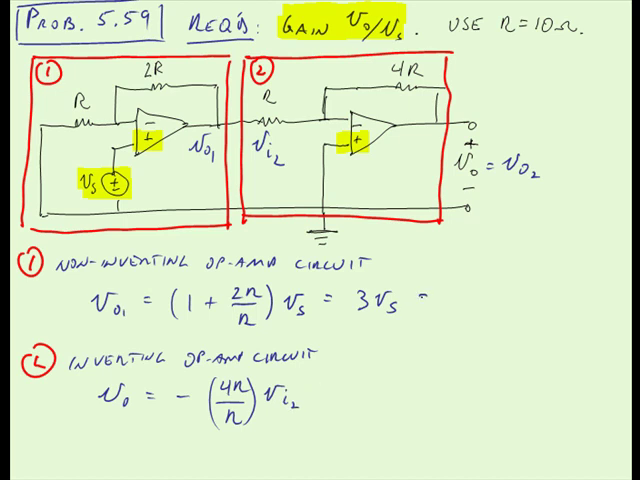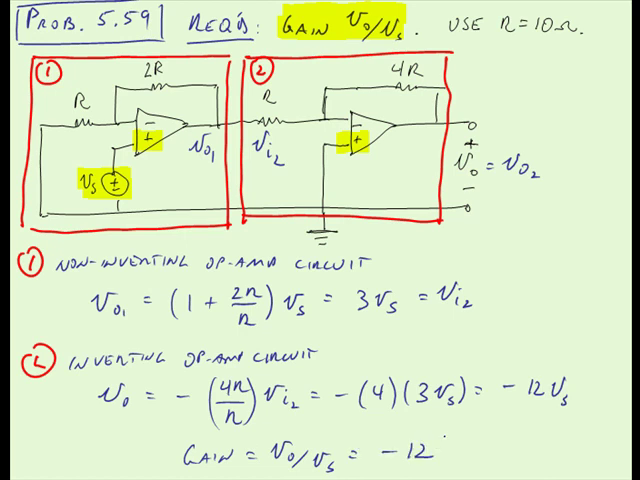But the input into the second op-amp circuit is also the output of the first op-amp circuit. And so this is negative 4 multiplied by 3Vs, or negative 12Vs. Now the problem really asks for the gain. And so the gain is the ratio of the output to the input. And in this case, Vo over Vs is negative 12. And that's it.